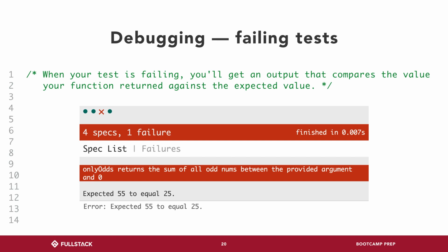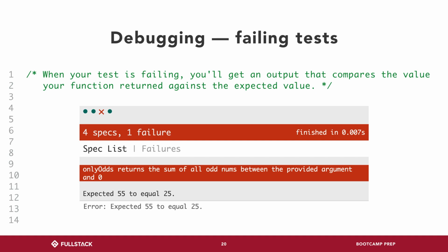So when your test is failing, but the code didn't actually return an error, you'll get an output that compares the value your function returned against what the test was expecting to get. So in the case that we ran only odds, and on the test case that expected the function to return the sum of all odd numbers between the provided argument and 0, they were expecting to get the number 25, but your code produced the number 55.